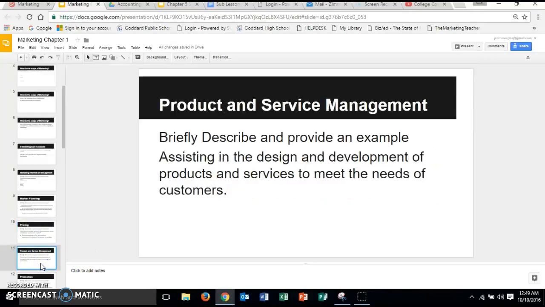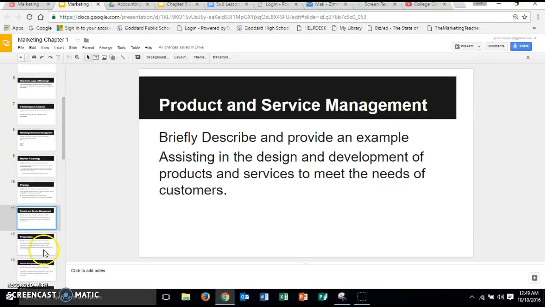The next item is product and service management. This is assisting in the design and development of products and services to meet the needs of customers. How have you done that? How have you assisted in the design and development of products and services? How have you managed the products or services that we've offered? Think about that in relation to what we've completed so far.